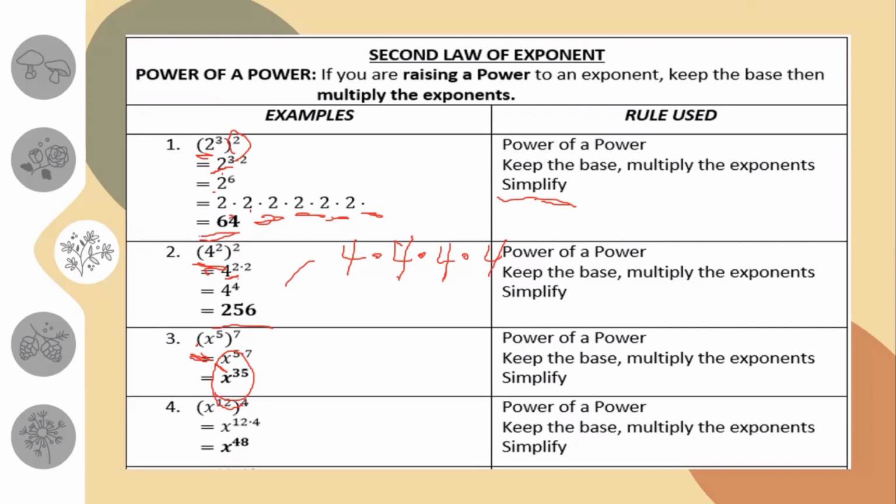For number 4, still we apply the power of a power, x raised to 12, or the quantity x raised to 12 raised to 4. You keep the base again and then you multiply the exponents. So 12 times 4, it will give us 48. So the final answer would be equal to x raised to 48. Next.